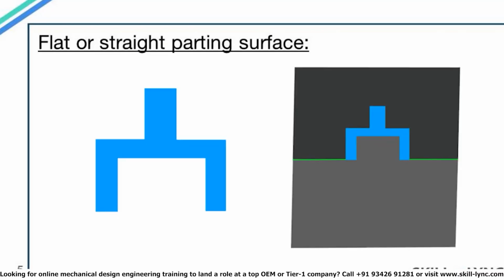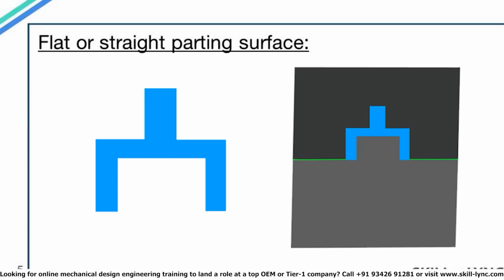So here we have a part that will have a flat parting surface. On the right you can see the core and the cavity for the part, and the green line indicates the parting surface where the core and the cavity blocks will meet. Whenever you have this type of flat surface, it is called a flat or a straight parting surface. Machining of this kind of surface is the easiest, and that is why flat parting surfaces are preferred over other types of parting surface. But it is not always possible to provide a flat parting surface, as we will see in the further slides.